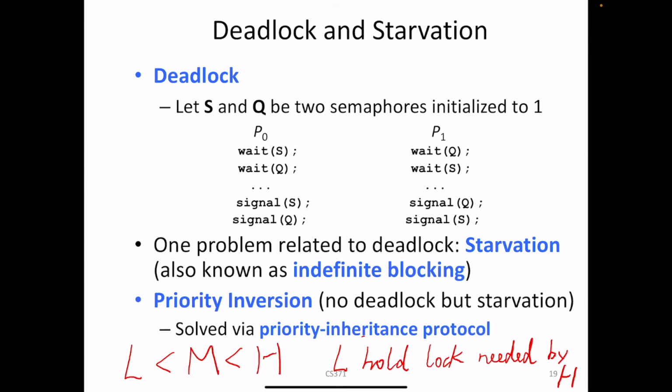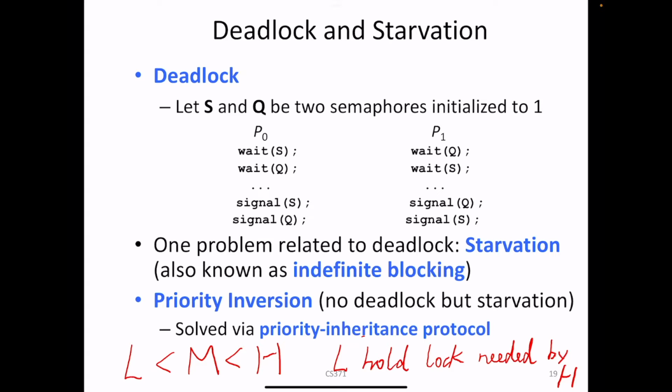Assuming P0 is put onto the CPU first, P0 calls wait S, and semaphore S is decreased to 0 and it gets out of the wait S operation. Then P0 is interrupted by P1, so P1 calls wait Q, and semaphore Q is decreased to 0. Then P1 calls wait S. Since S is 0, P1 will be blocked until P0 calls signal S to release the value of S to 1.